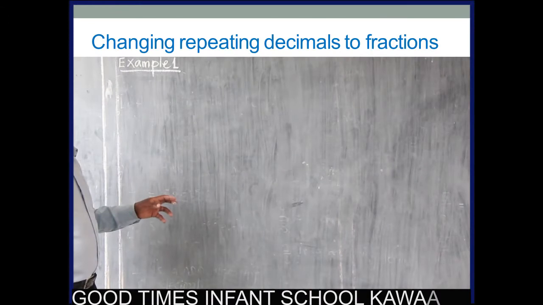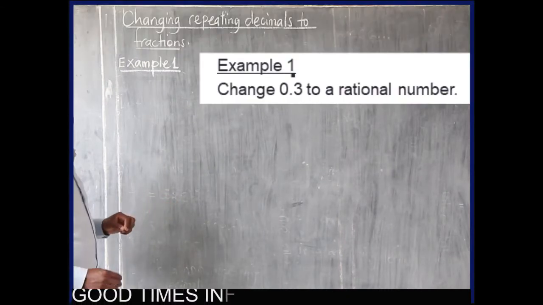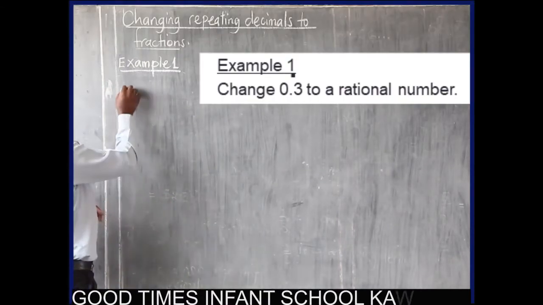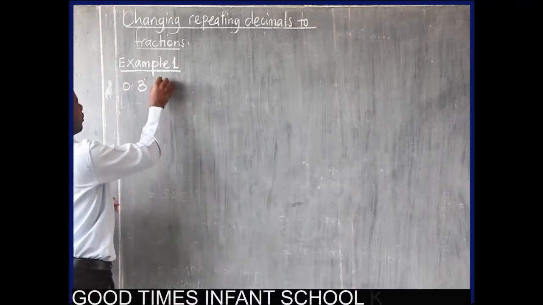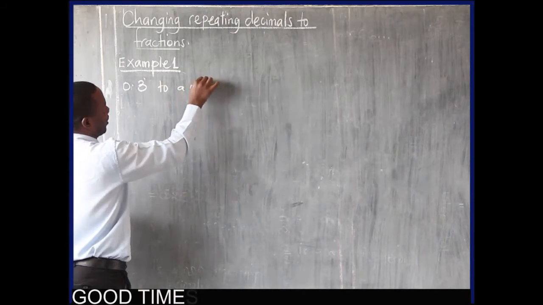So example 1 says change 0.3 recurring to a rational number.